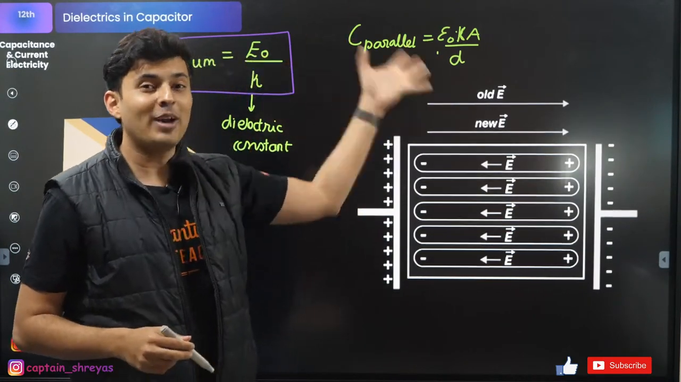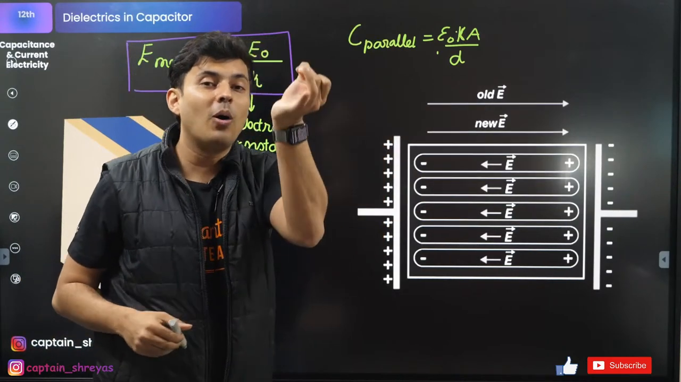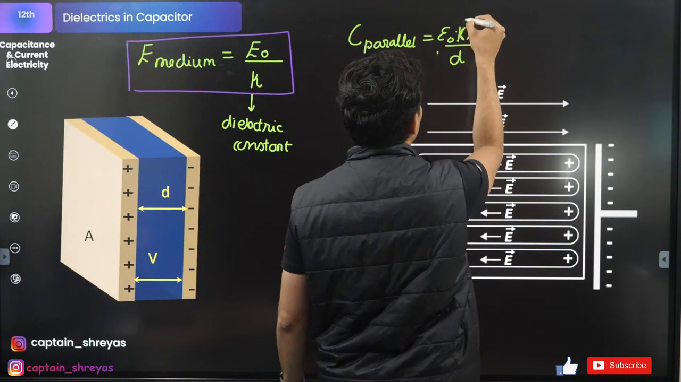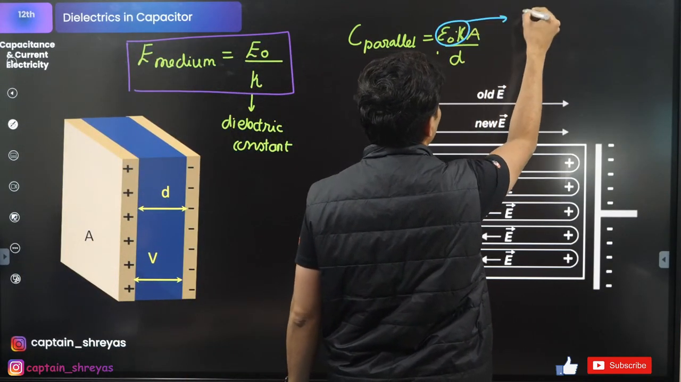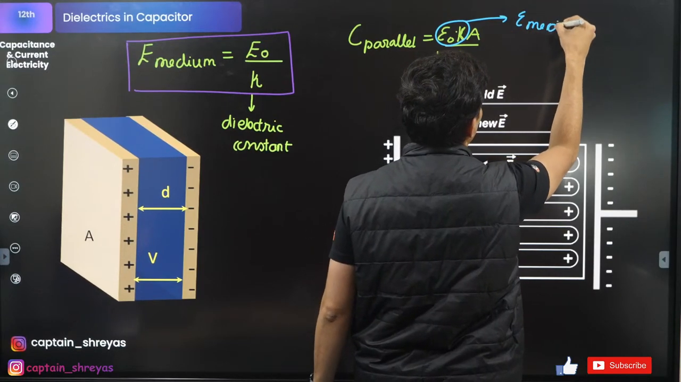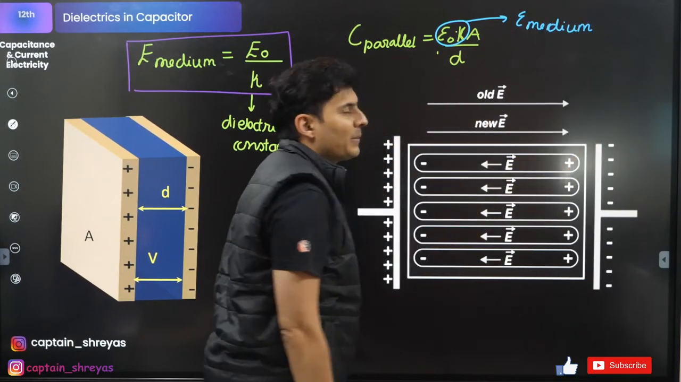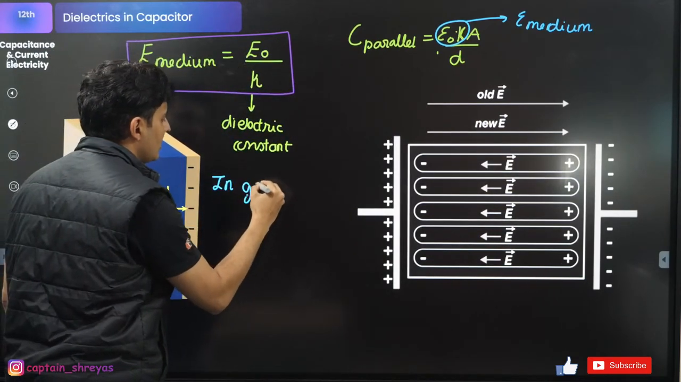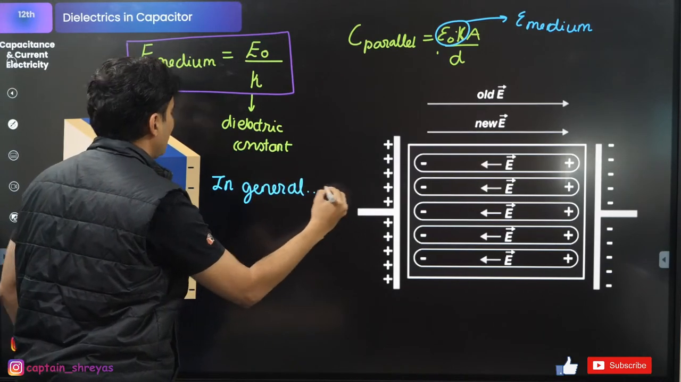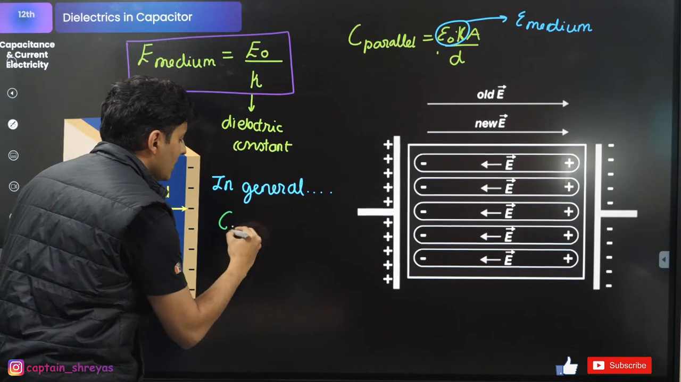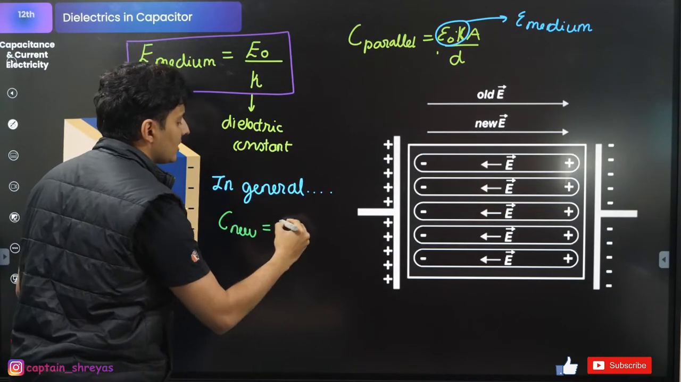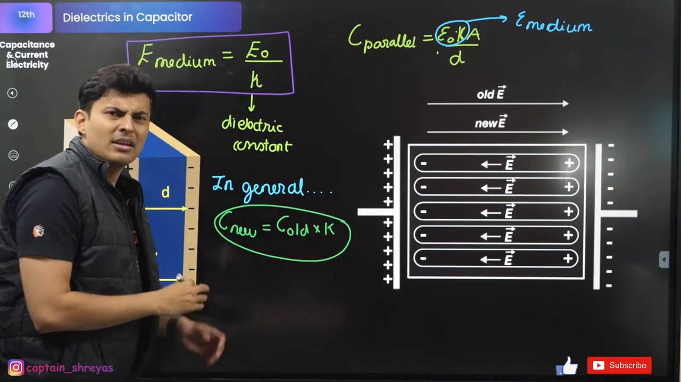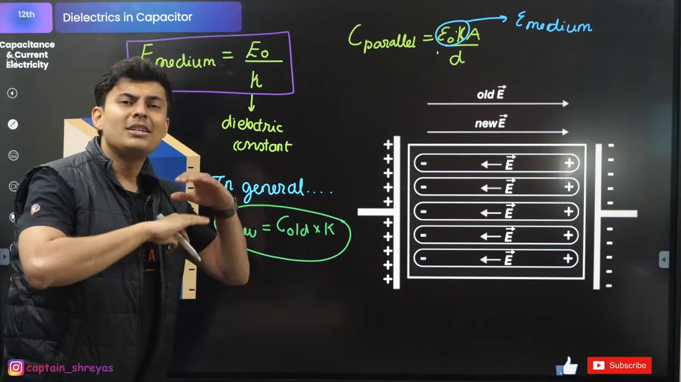Epsilon naught was the permittivity of vacuum. Epsilon naught into K will give you the permittivity of the medium. Yes or no, guys? This epsilon naught into K is the permittivity of that particular medium. So in general, here is what I will say: the new capacitance is the old capacitance multiplied by K times, whether it is parallel plate, cylindrical or spherical, doesn't matter.